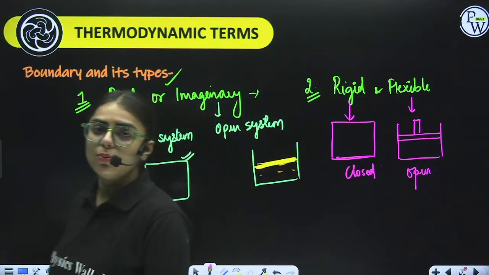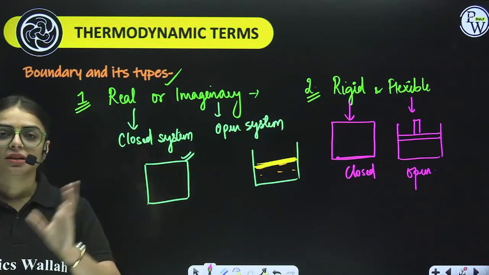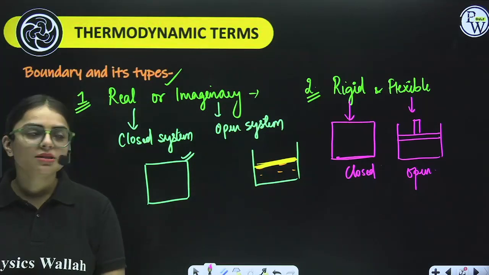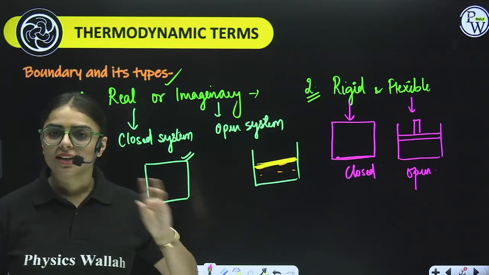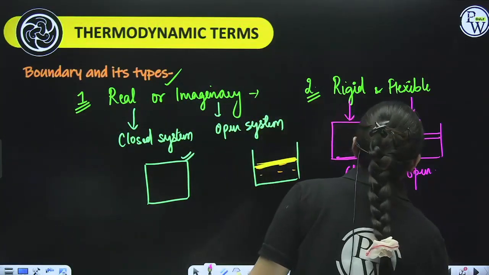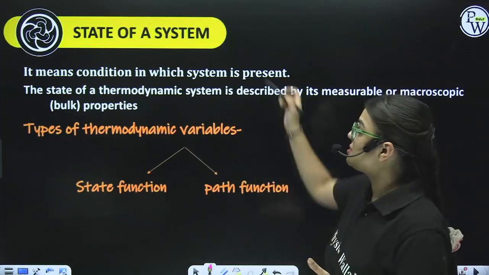Okay, clear everyone. We have one more type of boundary, that is adiabatic and diathermic, but we'll understand that when we move on to the heat and work part. Okay, students, shall we move on to the next part? I guess now you're clear with the terms system, surrounding, and the boundaries. Now, students, comes the next important and very interesting part, that is the state of a system.